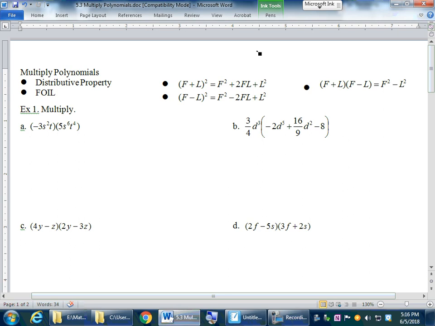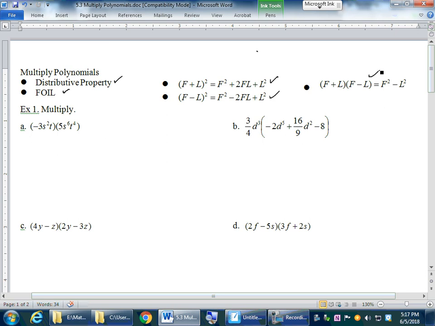5.3 Multiplying Polynomials. In here we're going to review how to use the distributive property, and if it is two terms times two terms, a binomial times a binomial, how to do the foiling method, and reviewing all these shortcut formulas. So example 1a is a monomial times a monomial.